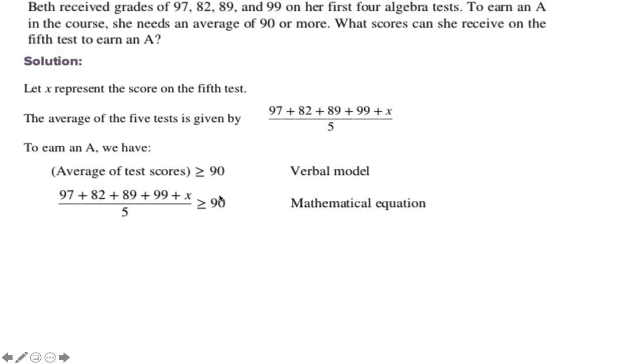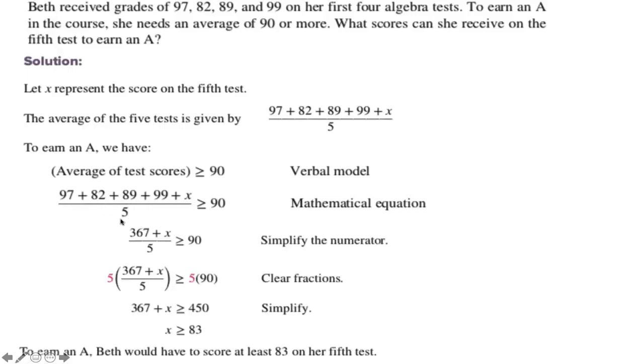So I multiply both sides by 5. This is a positive 5, so I keep the inequality. By the way, before that, I should combine these terms to get 367 plus x, divided by 5. Then multiply both sides by 5, so that this will cancel, and the inequality is preserved because this is a positive 5. And then I subtract 367 from both sides to get x is greater than or equal to 83. That means that Beth has to score at least an 83 to get an A for her grade.